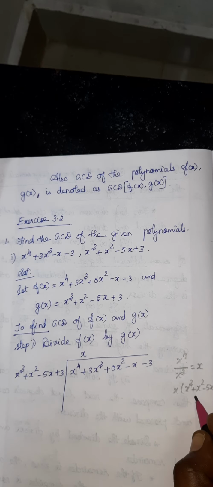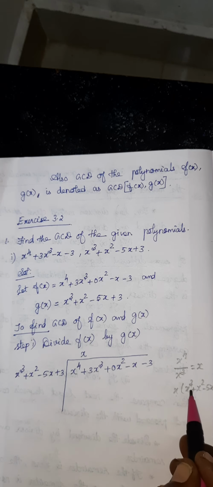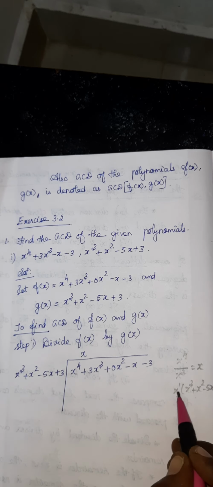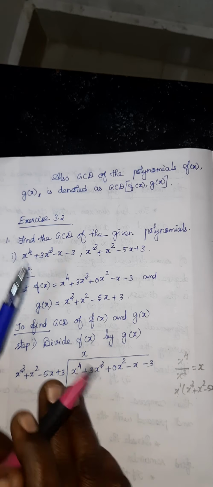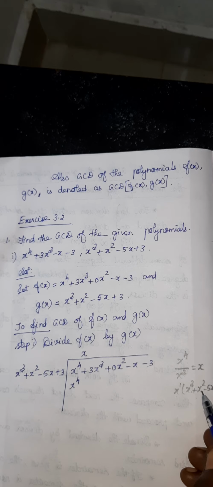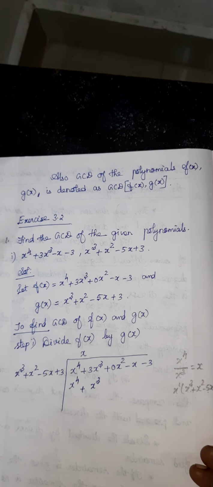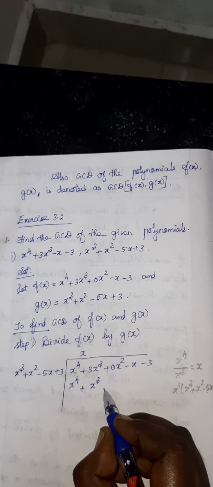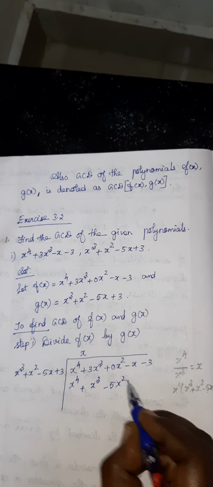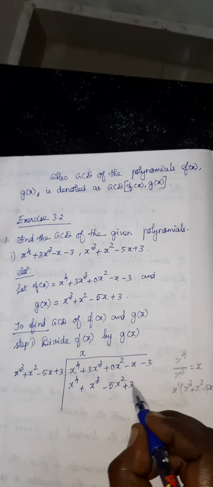What is the value you are getting? That you write under this dividend. Okay, x into x cube, x power 1 into x cube, so 1 plus 3, 4. That is x power 4. Next x into x square, so power 1 plus 2, it is 3. So it is x power 3. X into minus 5x, so minus 5, x power 1 into x power 1, it is x square. Then x power 1 into 3, that is plus 3x.